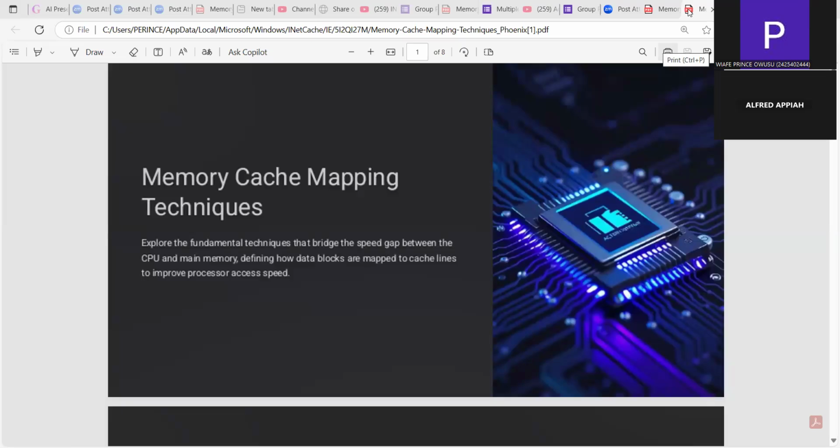My name is Yuafi Prince Owusu, and today I will be presenting on memory cache mapping techniques, exploring the fundamental techniques that bridge the speed gap between the CPU and the main memory, defining how data blocks are mapped to cache lines to improve processor access speed.